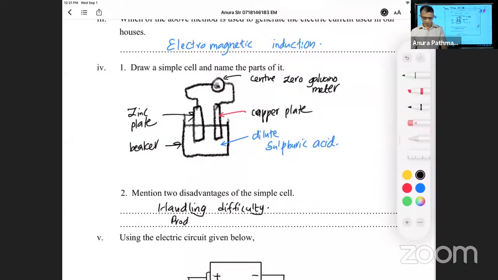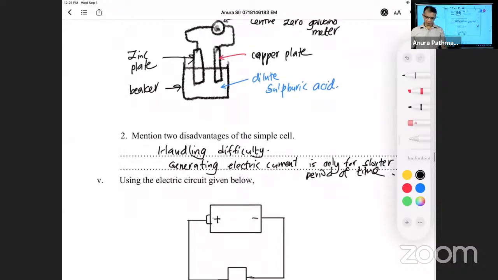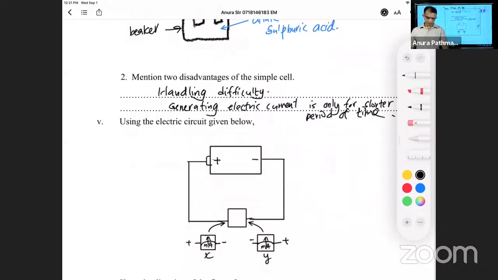Makes a small amount of current. Generating electric current does not take place continuously. It cannot be used for a longer period. Electric current is generated only for a shorter period of time. Difficulty to transport. That's what we call handling difficulty.